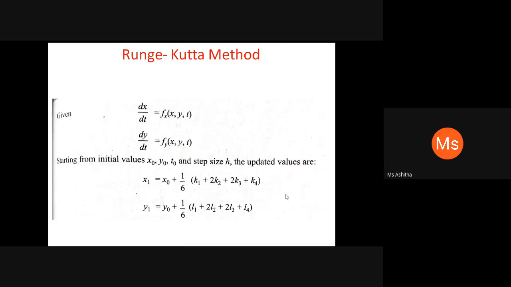Finally, when writing the iterated values, x1 becomes x naught plus 1 by 6 into k1 plus 2k2 plus 2k3 plus k4. Similarly, y1 is equal to y naught plus 1 by 6 into L1 plus 2L2 plus 2L3 plus L4. Now these formulas can be directly applied to solve the swing equation.